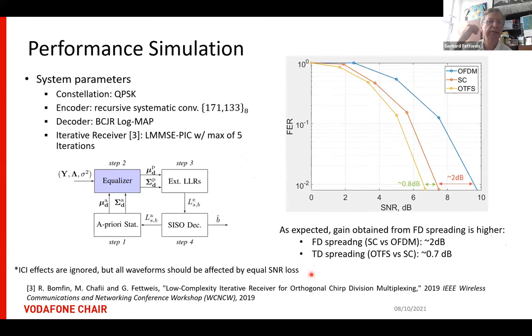Then we can see this kind of simulation result where OFDM performs according to the blue line. Single carrier picks up quite a bit because we have quite a bit of frequency selectivity. And OTFS picks up another 0.8 dB due to the fact that we pick up a little bit on the dispersion also in the frequency domain.